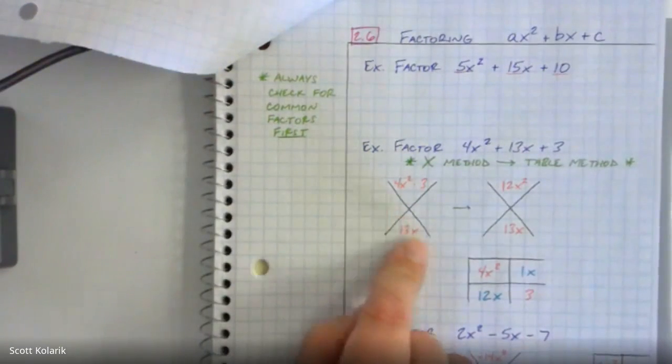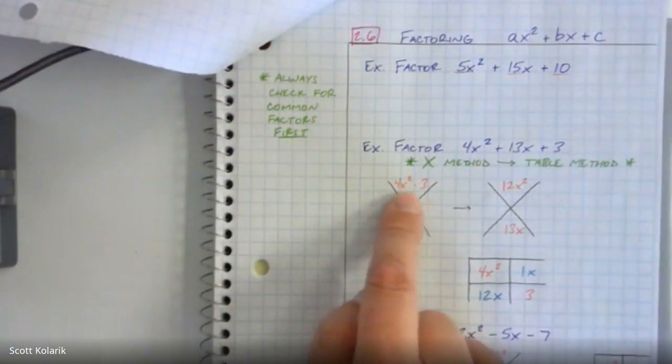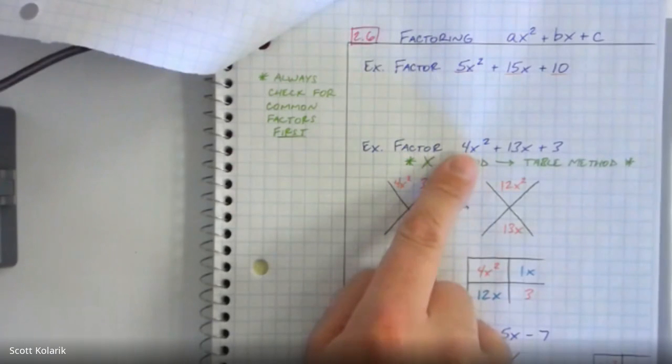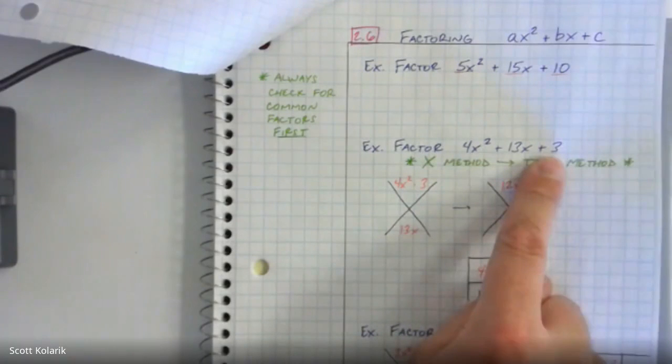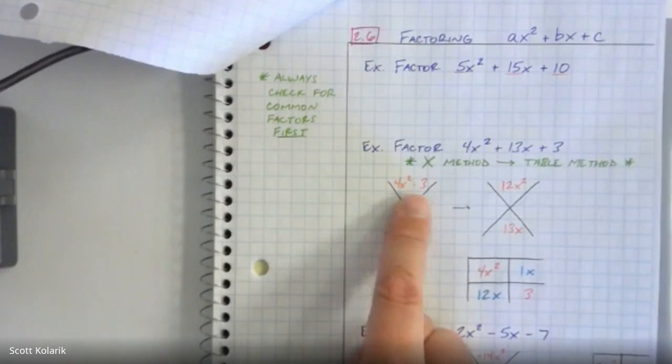But how to fill out this X, on the top of the X again, it's the first term, 4x squared here, times the last term, positive 3. Okay, so that's where that comes from.